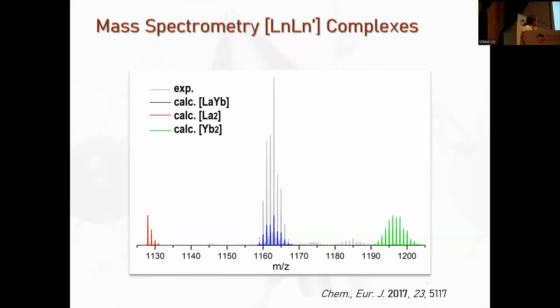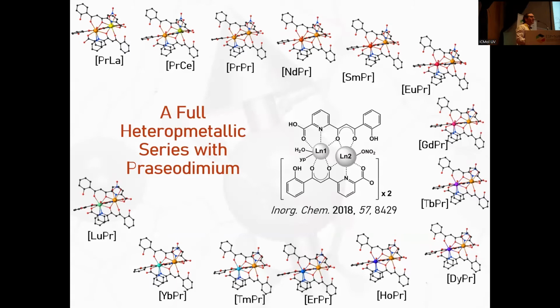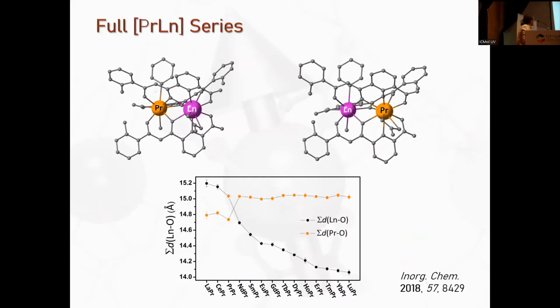Okay, so another way of showing how selective this system is is by showing this series of compounds where we prepared all the combinations of praseodymium with the rest of the metals. So we obtained all these compounds and we obtained the single crystal structure of all of them, okay? Praseodymium with anyone else. So basically what we see is that praseodymium, which is a relatively light metal, is the third one of the series.